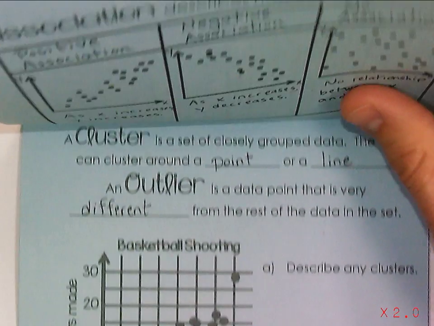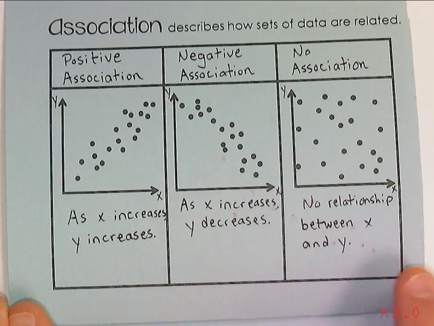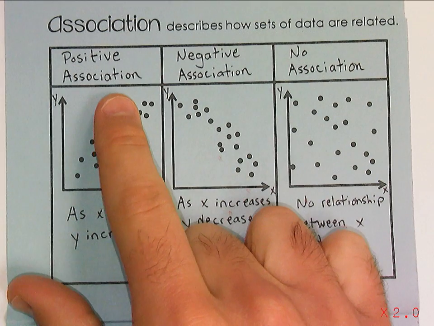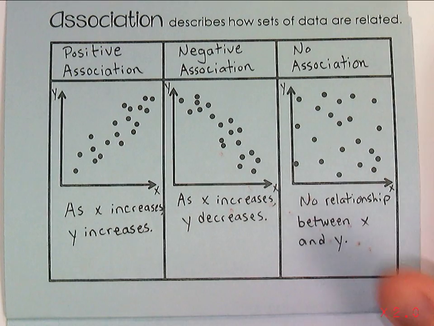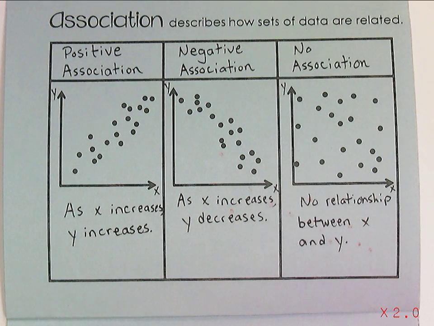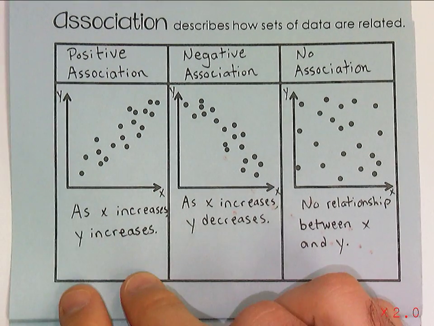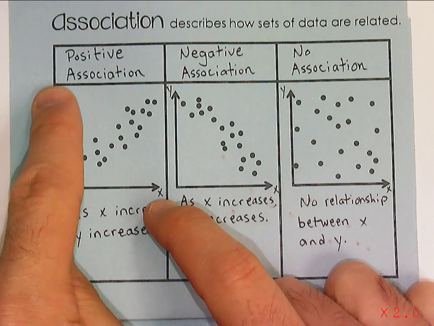Let's move on then and look at different types of associations. So association describes how sets of data are related. So we can have three types of associations. We can have a positive association, a negative association, and no association at all. And how these are classified depends on how your x and y are related. So in this case, for a positive association, as your x values increase, your y values are also increasing.